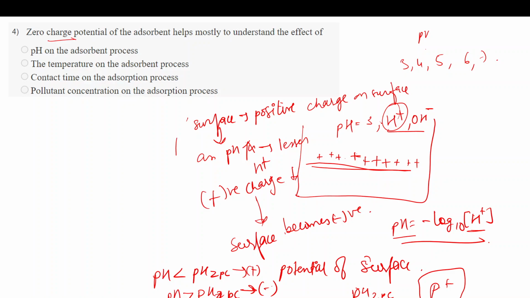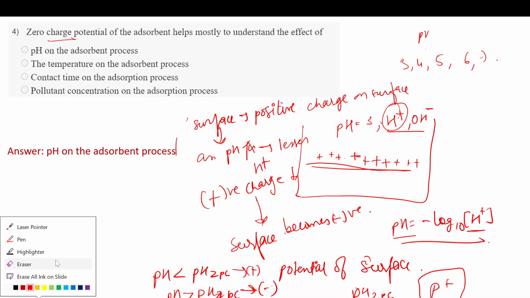So this point is the zero charge potential of the adsorbent. It helps mostly in understanding the pH effect on the adsorption process, right? So this is how you understand the effect of pH on the adsorption process. I guess it is clear. So the answer to this question is pH on the adsorption process.